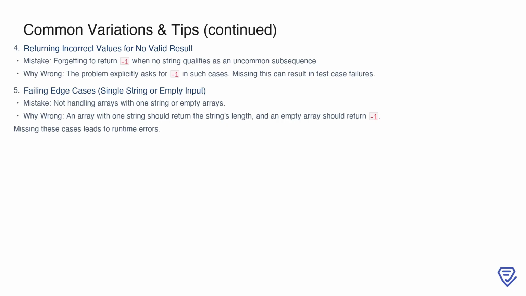Additionally, edge cases like arrays with a single string or empty input are often neglected. For an array with one string, the result should be the length of that string, as there are no other strings to compare it against. Conversely, for an empty input array, the result should clearly be -1 since there are no strings to evaluate. Failing to account for these scenarios can lead to runtime errors, so it's crucial to handle them explicitly in your implementation.